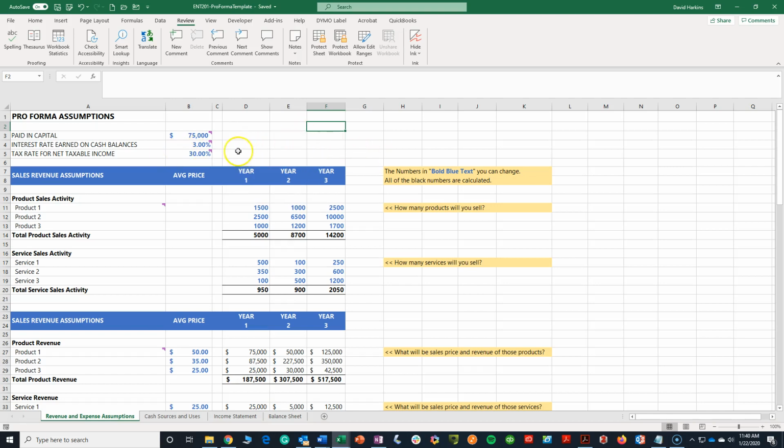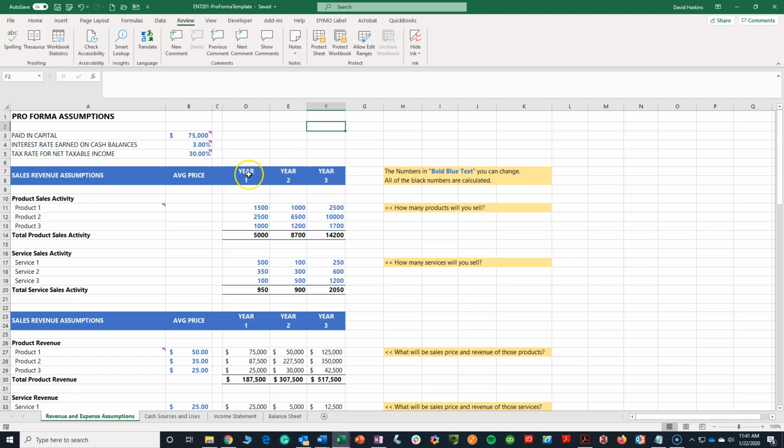The important thing to remember here is anything that's in this bold blue, you can change. Everything that's black, like down here at the total product activity, sales activity, those are all calculated fields. So now that we have this part here with the basic setup, I want to walk you through some of the other assumptions and how they drive the other spreadsheets.